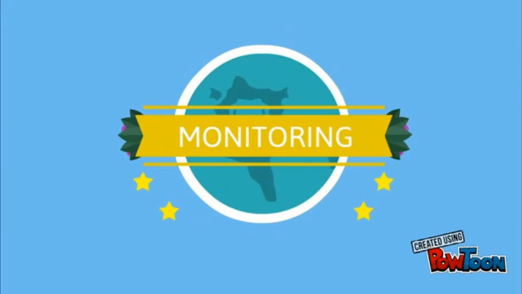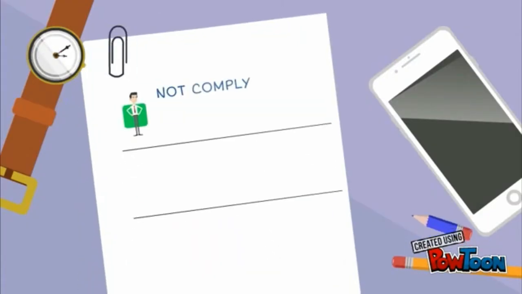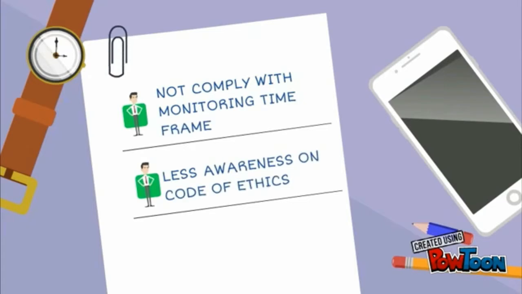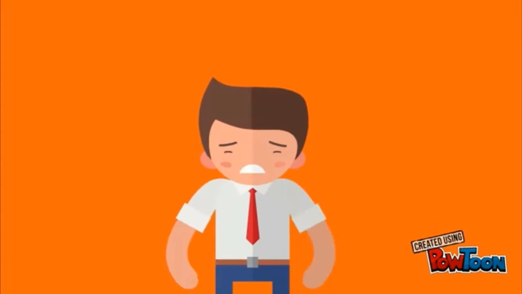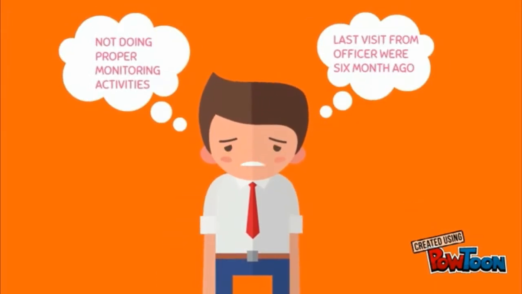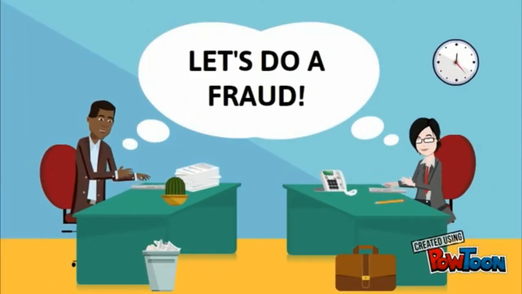The third problem in internal control of our bank is related to monitoring activities. There are two symptoms under this problem, which are not complying with the monitoring time frame and less awareness of the code of ethics. Monitoring activities are supposed to be done 4 times a year. However, it was only done twice a year, since the last visit from the officer from the headquarters was 6 months ago. This problem may lead to a big risk as it may become unethical in doing their job. And because of that, they may face penalties.